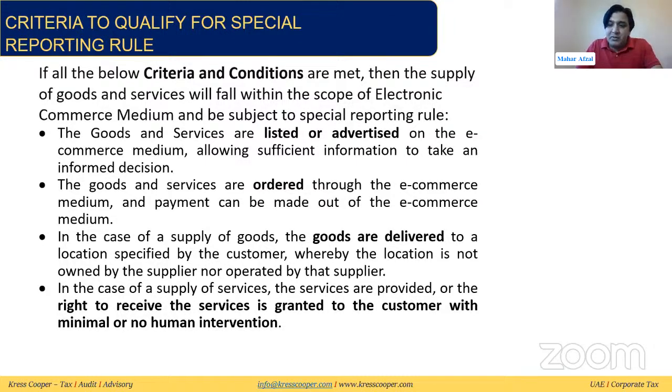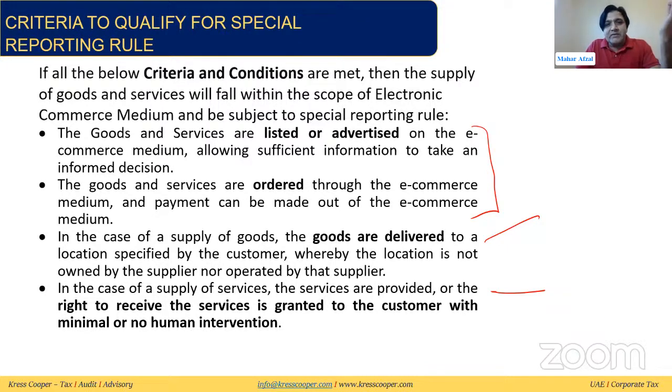How can we say that the goods and services are being supplied through the e-commerce platform, the e-commerce medium? These are the four conditions. Overall, we can say there are three conditions. This pertains to goods, this pertains to services. These are two common conditions. In total there are three conditions, three for the goods and three for the services.